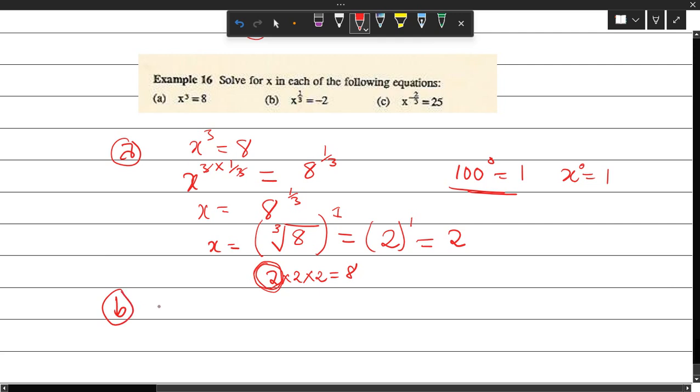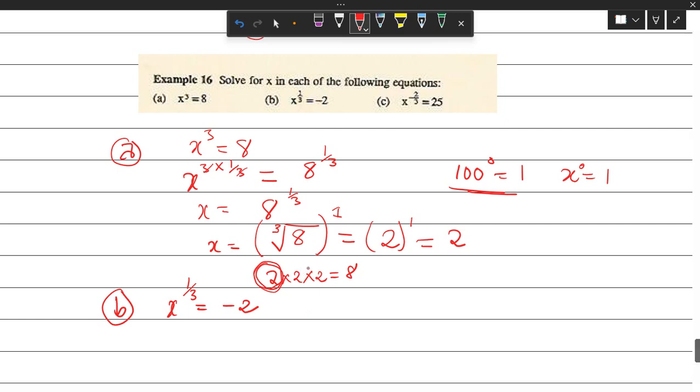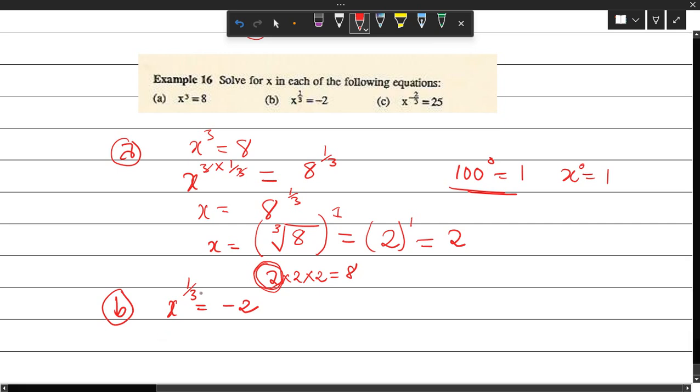So B, we have x to the power 1 over 3 equals negative 2. Okay. Negative 2. So how do we solve this one? Same principle, we have to cancel out this power here. We don't need this power. If there was 2 here, we could have divided by 2 first, then cancel out the power. Now there is nothing here, so we need to get rid of the power. So multiply it by the reciprocal.